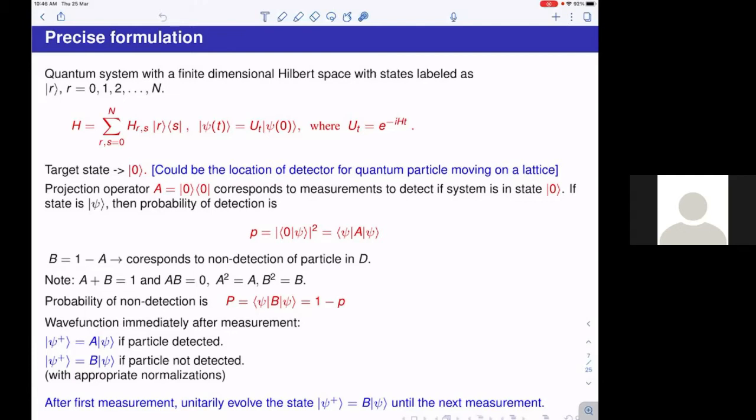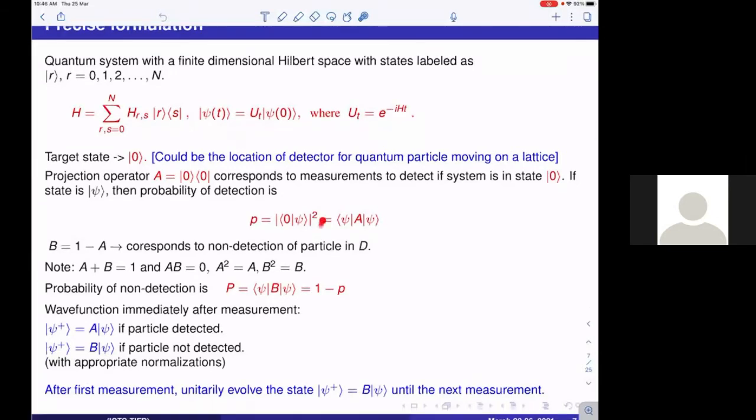Now, corresponding to the measurement, I have to define an operator. Because I'm asking for the position, it's a position measurement, so the corresponding operator is exactly this. This projector operator corresponds to measurements to detect if the system is in state 0. If the state is psi, then the probability of detection is this. This is just usual quantum mechanics. At time t, if the state is psi, the probability that it's in state 0 is this, but I can write it as the expectation of this projection operator.